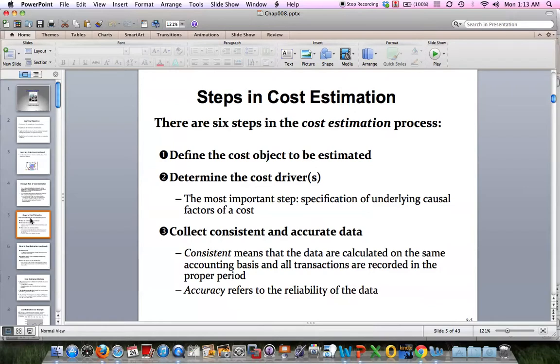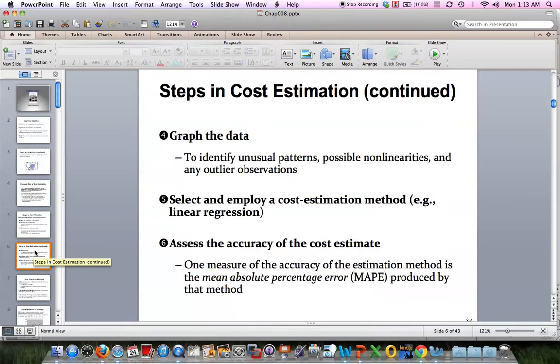Step 3, collect consistent and accurate data. Okay, so consistent: using the same time periods consistently, using the same basis of measurement consistently, using good and accurate information. How reliable is the data that we're using? Has it been proven to be correct, and can it be substantiated, and so on? So questions like that.